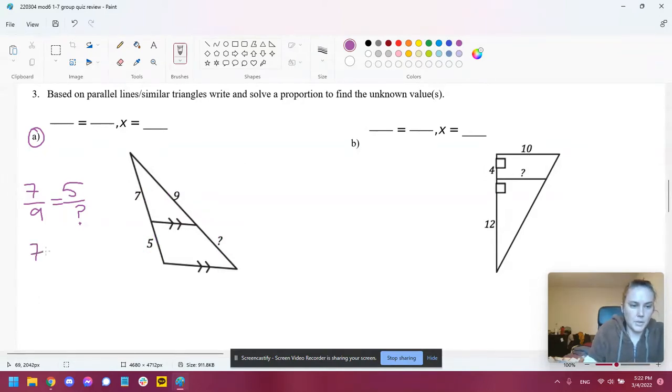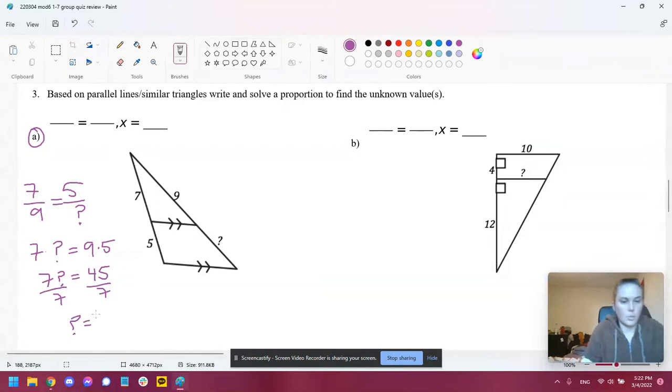If we solve this, we get 7 times question mark equals 9 times 5, which is 45. If we divide both sides by 7, we get our missing value is like 6.4-ish. Nice.